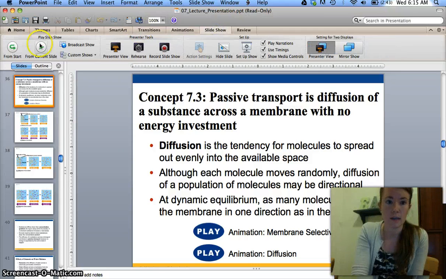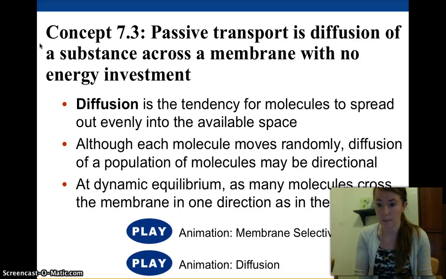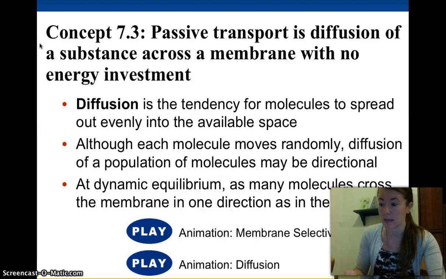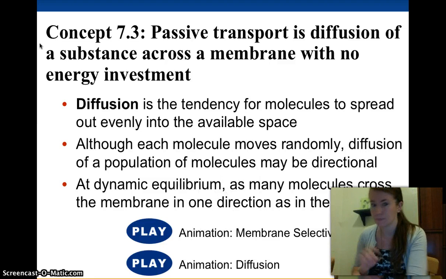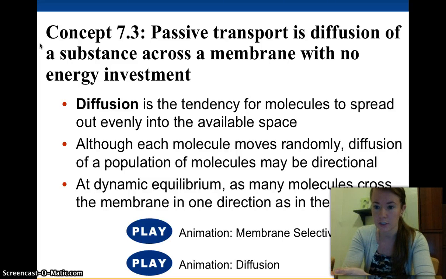Section 7.3, we're talking about how we get things across the selectively permeable membrane, the plasma membrane, but now this section is about how we do that without using any energy. So this is called passive transport. Passive transport is when we transfer things across the cell membrane using no energy.